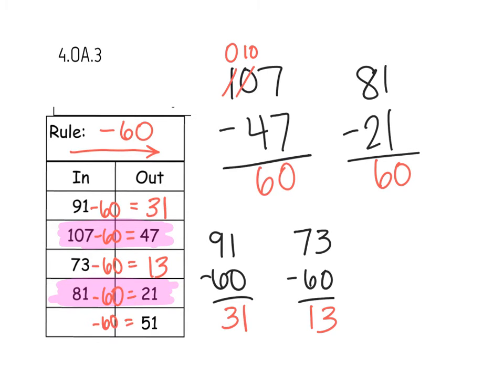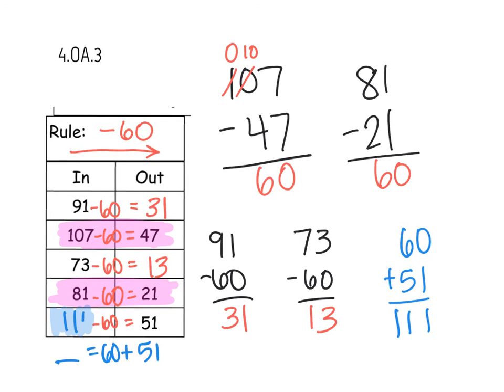Now, this last one is a little bit different because my input number is missing and I have my output. So when that happens, I'm actually going to do the opposite of subtraction, which is addition. So that means I'm going to add 60 plus 51. I get 111. Then if I were to go back and check, 111 minus 60 equals 51.